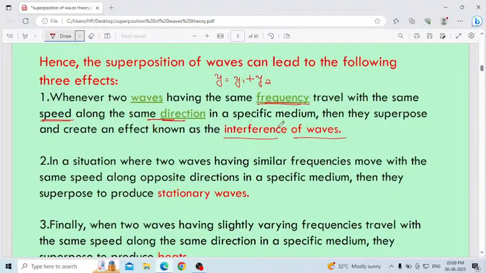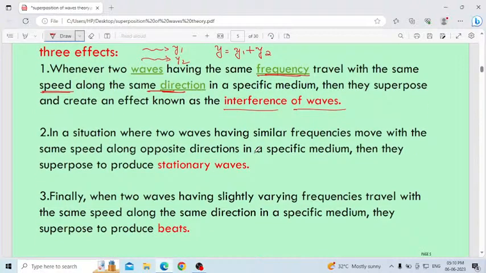Interference of waves means when two waves having the same frequency move at a constant speed, and they are moving in the same direction. Consider two waves like this, y1 and y2, they are traveling with the same frequency and the same speed in the same direction, and they overlap. That one we will consider as interference of waves.